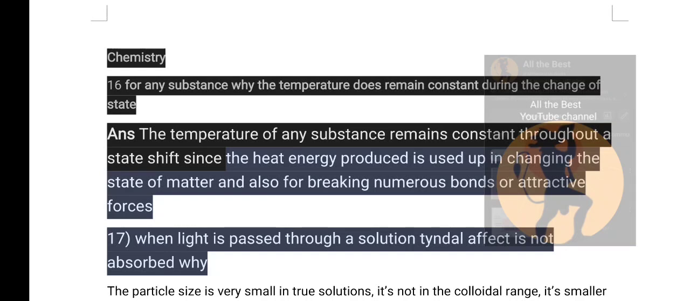For any substance, why does the temperature remain constant during the change of state? The temperature of any substance remains constant throughout the state shift, since the heat energy supplied is used up in changing the state of matter and also for breaking numerous bonds or attractive forces. So the heat energy helps in the change of state of matter. Because of that, the numerous bonds are broken.